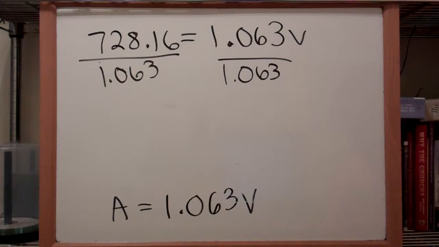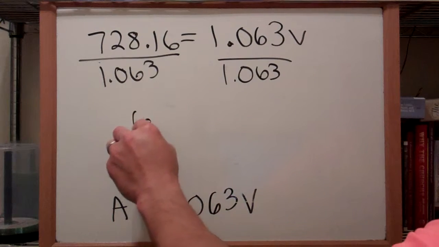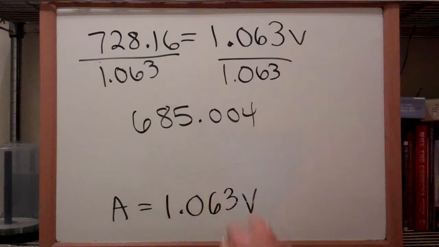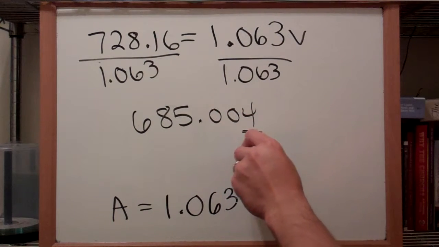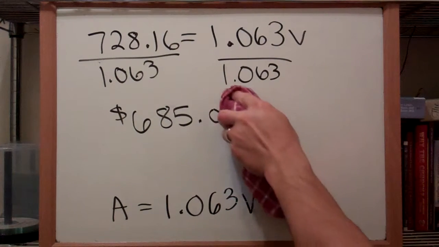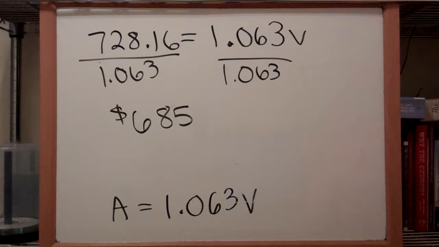When you calculate 728.16 divided by 1.063, you get approximately $685. It's going to be 0.004, and this decimal place is really negligible, so let's just say $685 even. So the original price of the TV was $685.